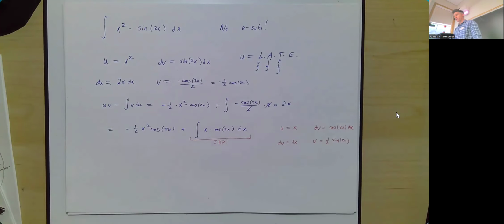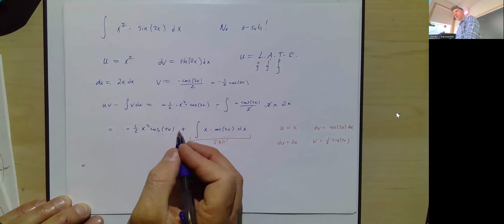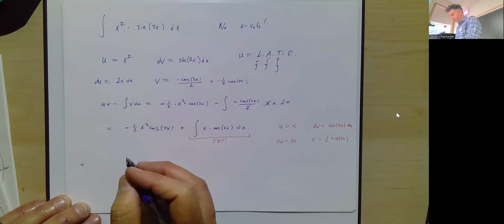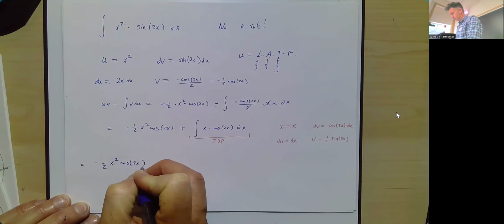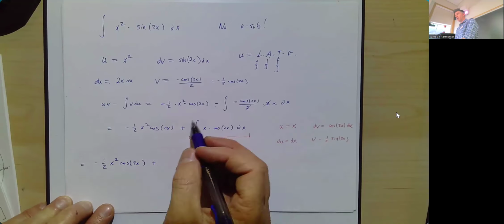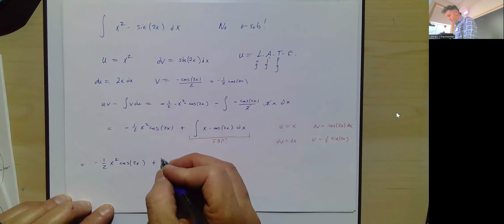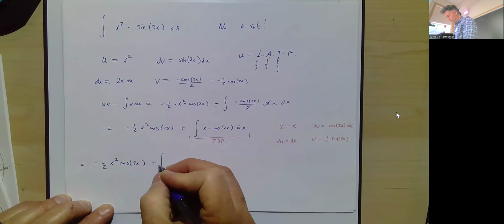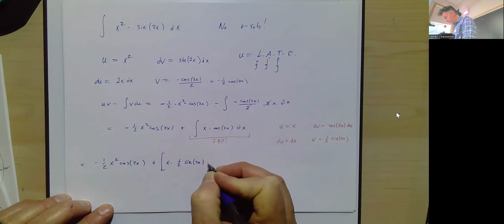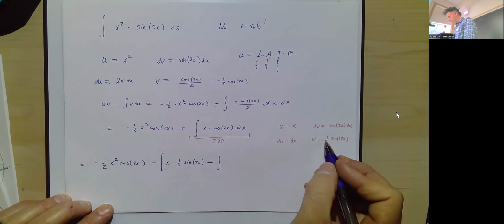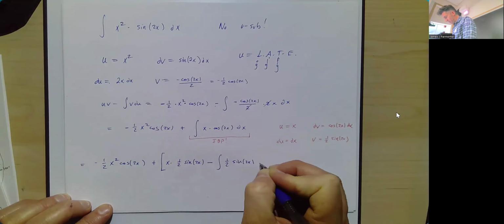And then we're going to repeat the process. So this whole thing is equal to this first piece, right? Still there, it doesn't go away. So the negative 1/2 x squared cosine of 2x plus now the entire uv minus the integral of v du. That's going to be u times v, x times 1/2 sine of 2x, minus the integral of v du, which is the integral of 1/2 sine of 2x times dx.